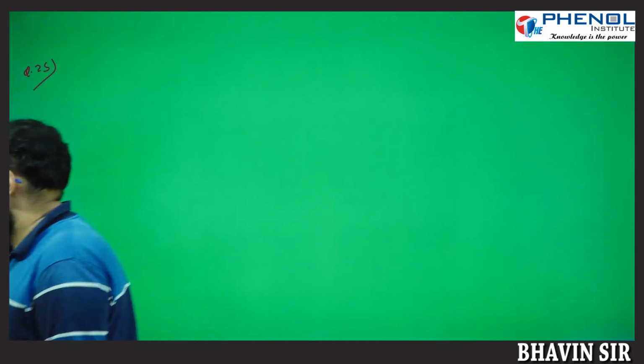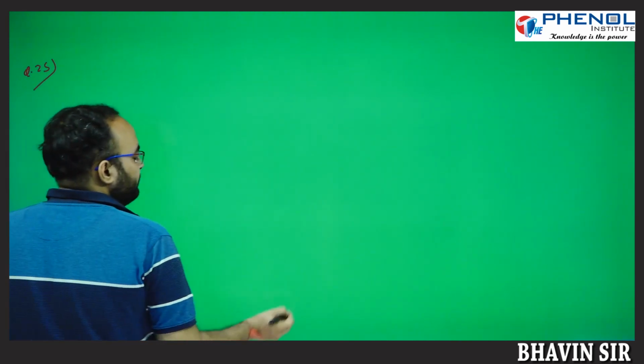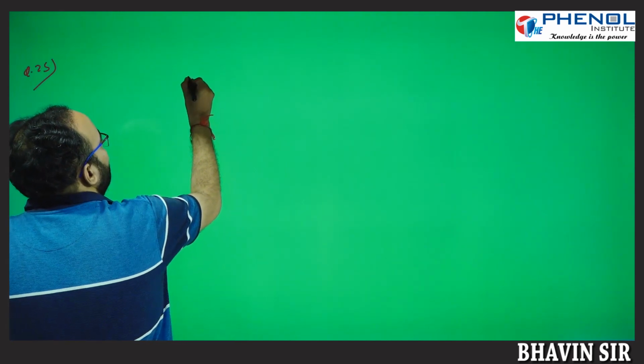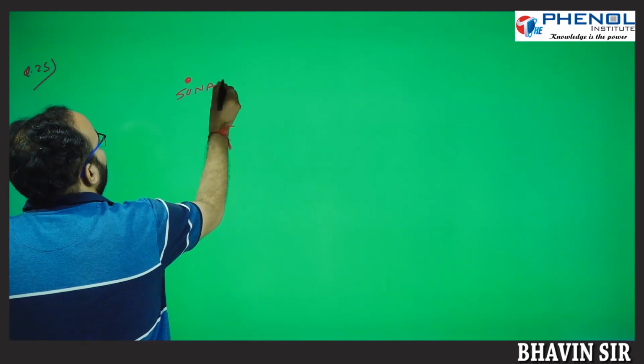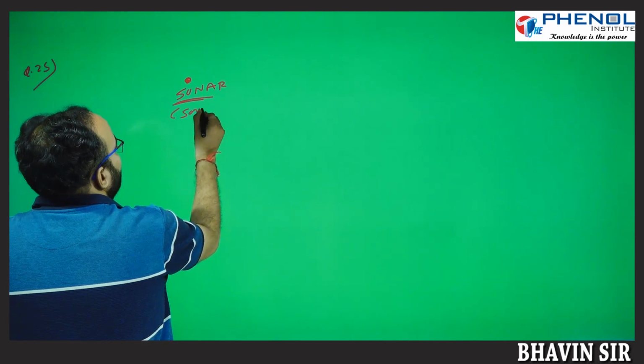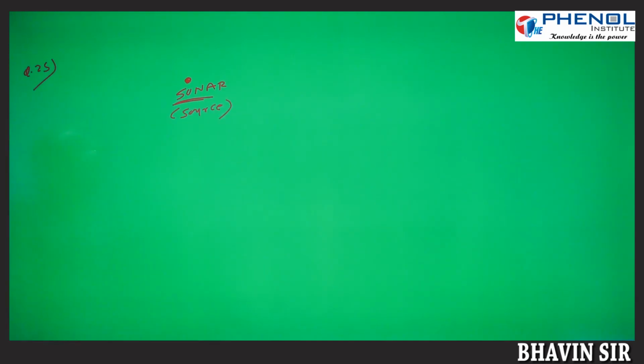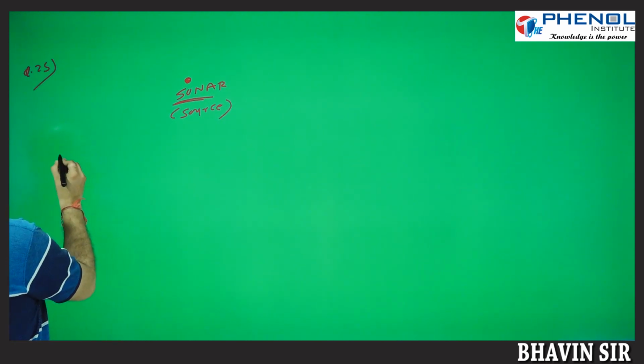Okay, there are two questions, 25 and 27. So first we see question 25. Now in a submarine, sonar is placed and this sonar emits sound of frequency 40 kilohertz. Suppose this is the sonar. Now this sonar is a source. Okay, so now that sonar is a source and what is that frequency?